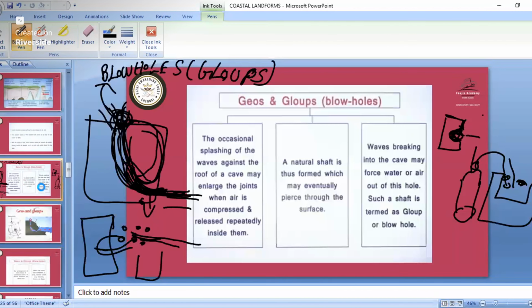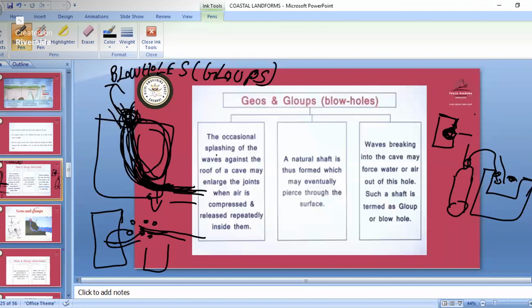Here we'll see the definition. The occasional splashing of the waves against the roof of a cave may enlarge the joints when air is compressed and released repeatedly inside them. So a natural shaft is formed, and that leads to a tear through the surface. So waves breaking into the cave may force water or air out of this hole. From that hole, such a shaft is termed as a gloop or blow hole. So that is known as the gloop or blow hole.